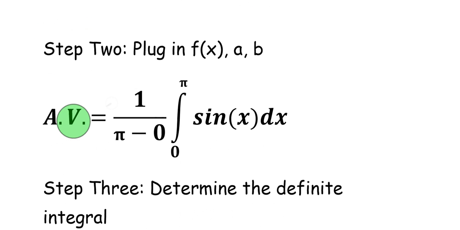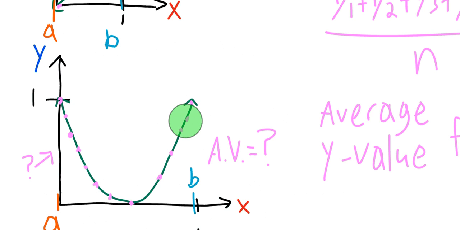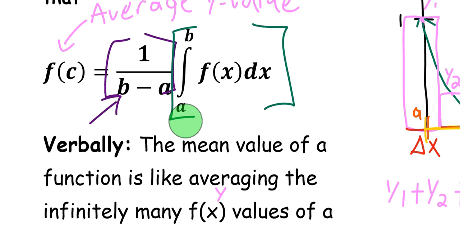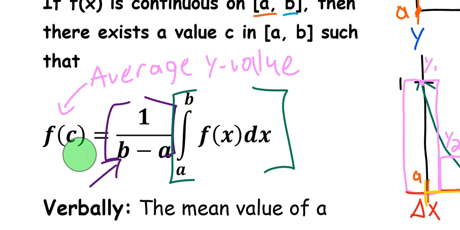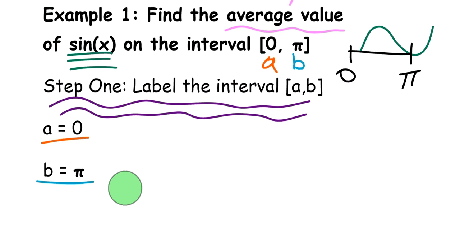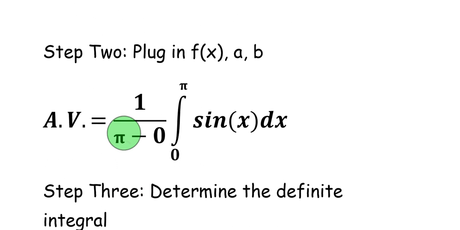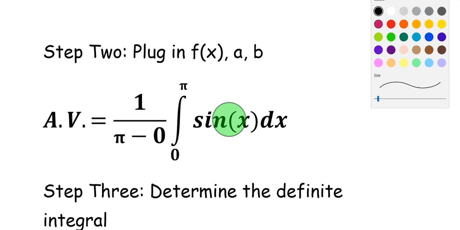Step 2 is to plug in f of x, a and b, into the average value formula. So recall from previous video where I explained this formula. Here's our formula for average value, 1 over b minus a times the integral from a to b of f of x dx. It's very simple, and after you do it a few times, it's very easy to remember. So notice I'm plugging in pi for b, 0 for a, and then plugging those same a and b values into the limits of my integral. And after I plug in my limits, then I'm just going to plug in sine of x in for f of x, because that's what my function is.